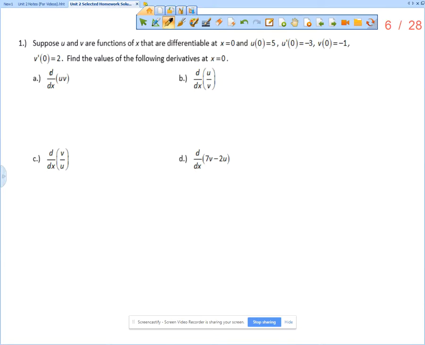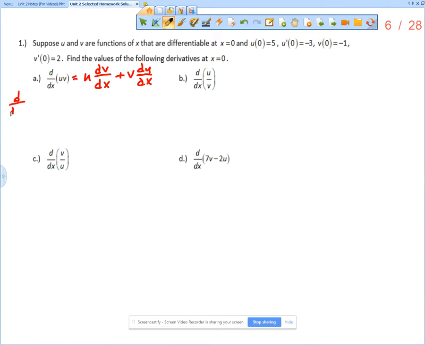So first of all, if I want to find the derivative with respect to x of u times v, remember u times v, that's a product. So we're going to use the product rule. So we would say u times the derivative of v, u dv dx, plus v times the derivative of u, du dx. Okay, now that's general.